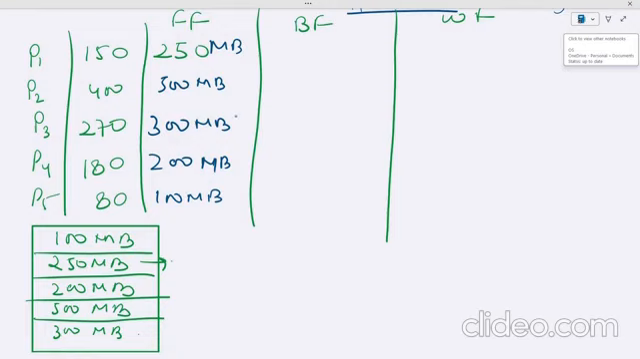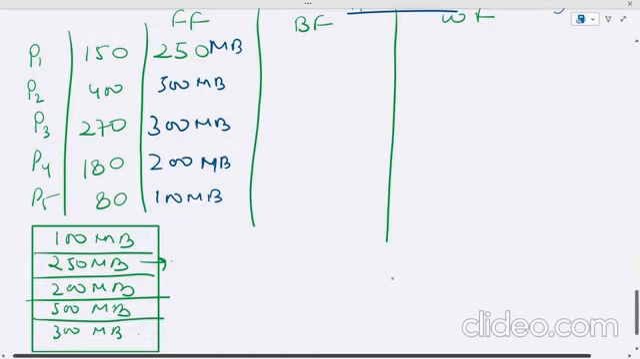P1 process is 150. 100 MB definitely cannot be used, because the process size is 150 and the block size is 100. The second is 250. P1 can basically be allocated this 250 MB of space, but we are not going to do this because there would be an internal fragmentation of 100 MB. 150 process needed, 250 is the size. If you subtract, you get 100 MB of wastage space, or you can say the internal fragmentation. So we cannot do that. This is the best fit: we have to choose the block which has less internal fragmentation.